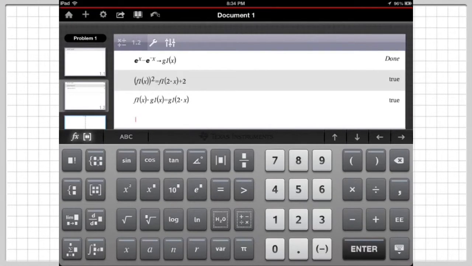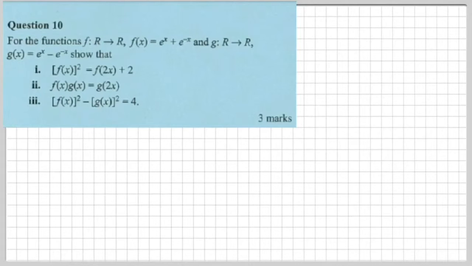So here's the CAS version. We're putting in this line now. We're just saying here, because we're working with the same function, f of x times g of x equals g of 2x, and we got a true. Yeah, beautiful. So that's universally true as well. Lovely. Now, what are we up to?